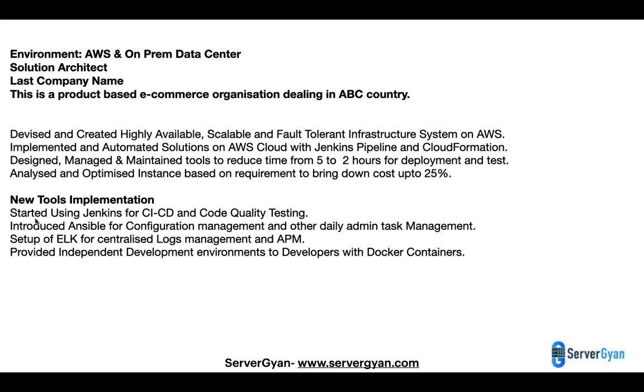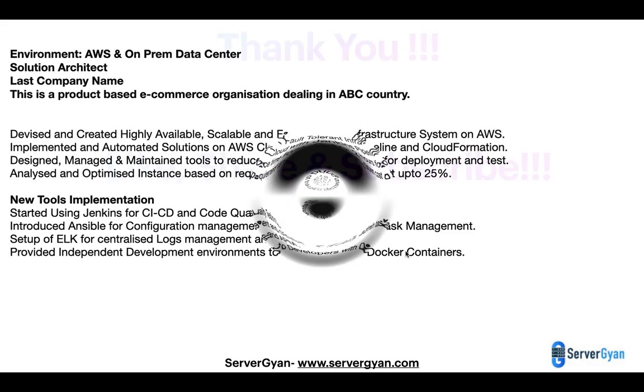So you can define here like started using Jenkins for CI/CD and code quality testing, right? Introduced Ansible for configuration management and other daily admin task management. Set up for ELK, centralized log management, and APM, it means application performance monitoring. Provided independent development environment to developers with Docker container. So it means this particular last line is going to say that you have good hands on container as well, right? So this is how you can add maybe 2 or maybe 3 or maybe the number of companies you have worked with. So you can define your project like this, right?